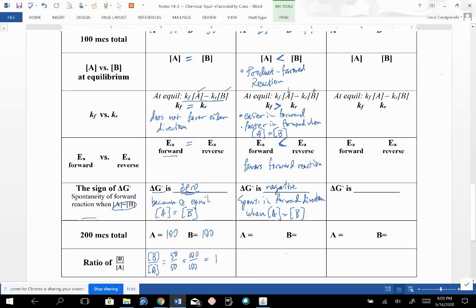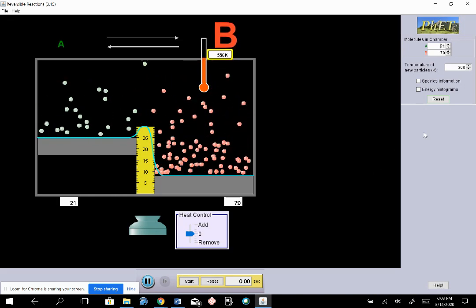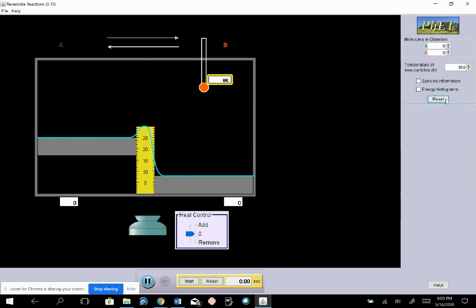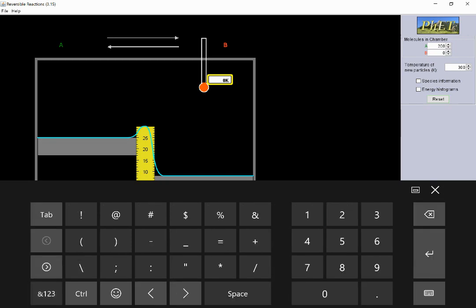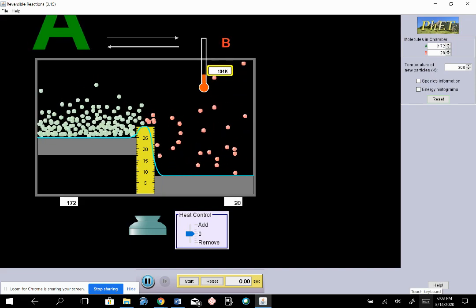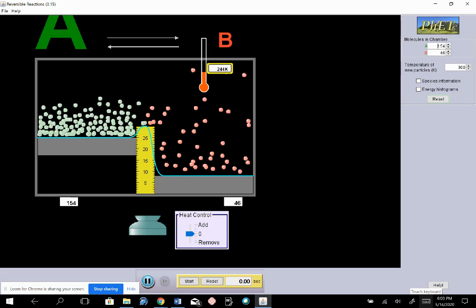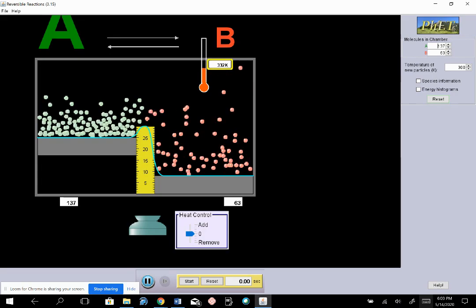What about if we put in another 100 molecules of A? Let's go back to our simulation and do the same thing. I guess I want to reset it. I hate resetting it because it takes a little while to get back to equilibrium. But 200. So that's a lot of molecules. And we'll watch as the A reacts to form B and the values come back down, hopefully to the same ratio as before.